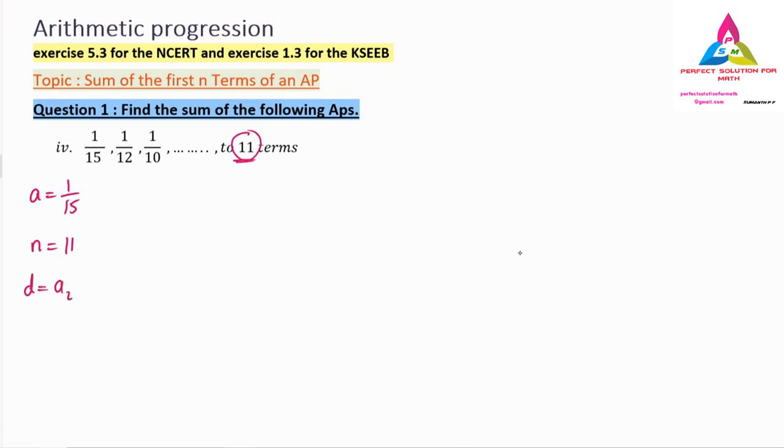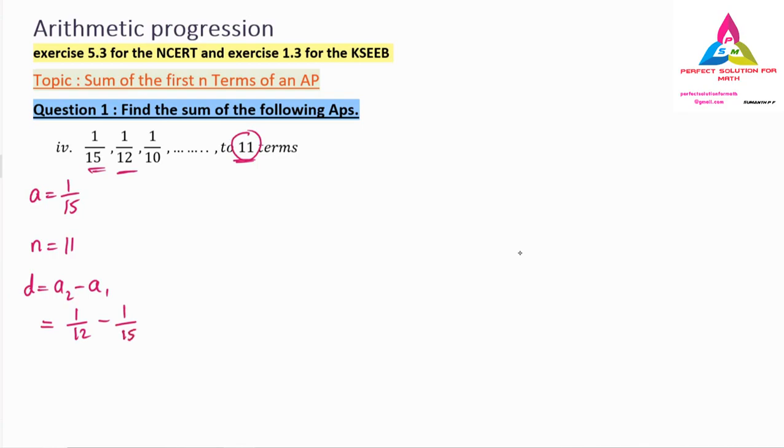The d value is nothing but a2 minus a1. This is the most important part, because several members go wrong over here when you have a ratio like 1 by 15, 1 by 12. So how to find the d value? The a2 value they have given is 1 by 12. Here you can see 1 by 12 is the a2 value. The a1 value is 1 by 15.